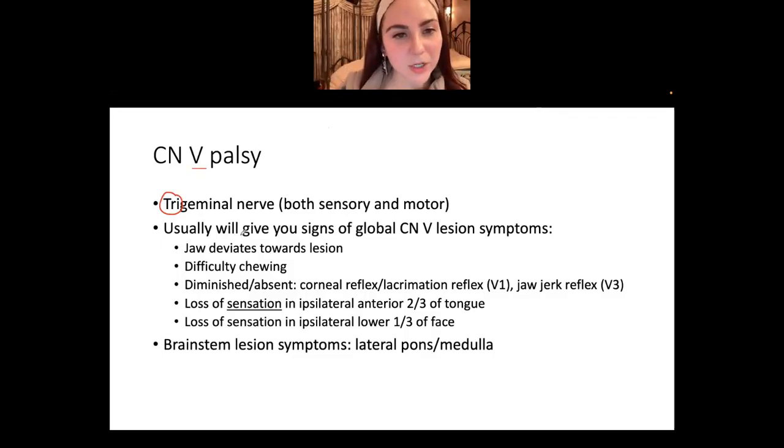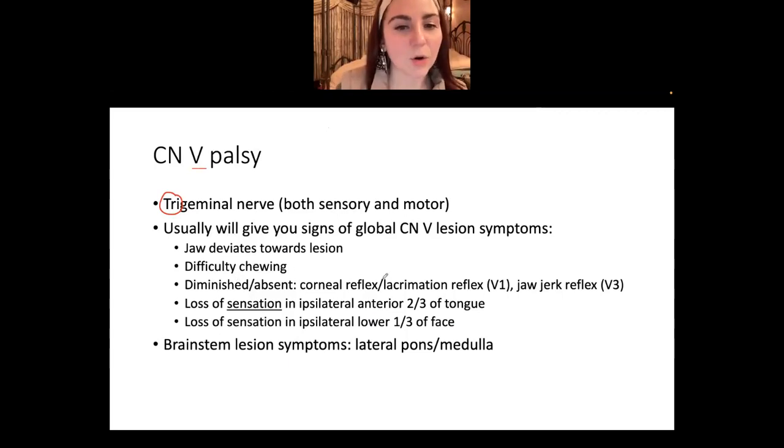So some of the main things you're going to see is the jaw is going to deviate towards the lesion. So whatever side the lesion's on, the jaw is going to move that way. This has to do with one of the nuclei of cranial nerve 5, which we'll talk about. You're going to have difficulty chewing. Cranial nerve 5 innervates the muscles of mastication, and so it'll affect chewing.